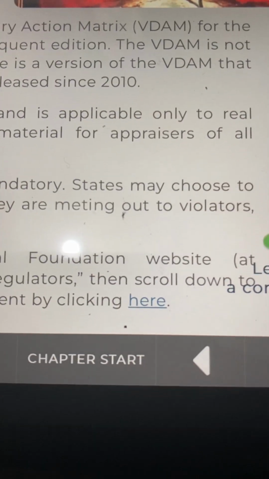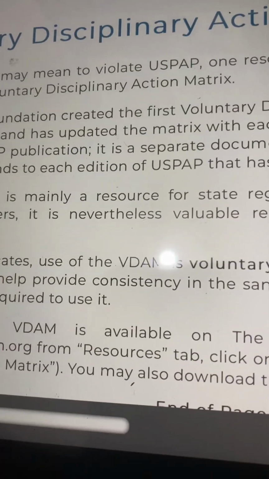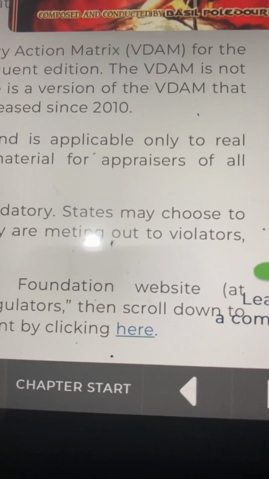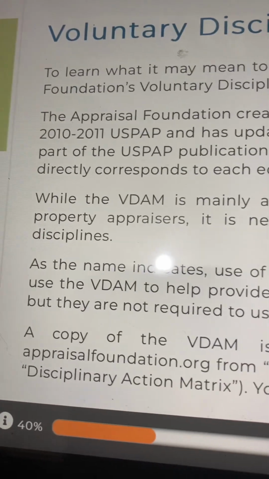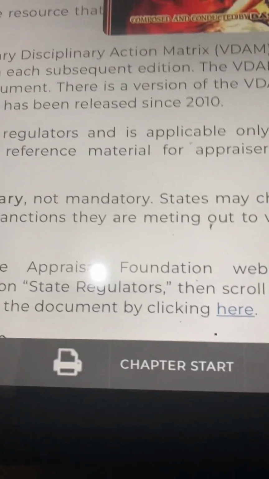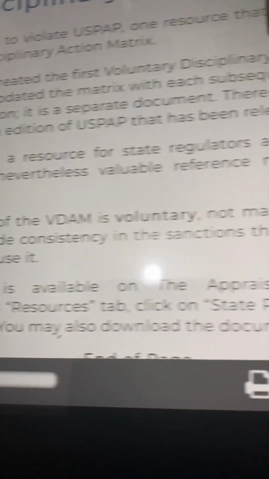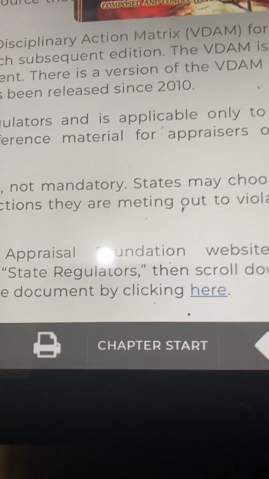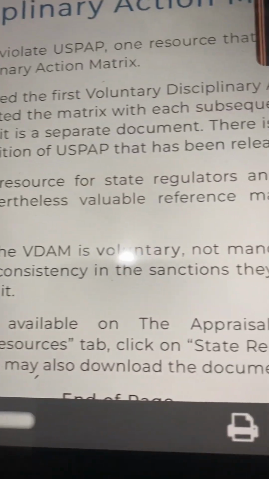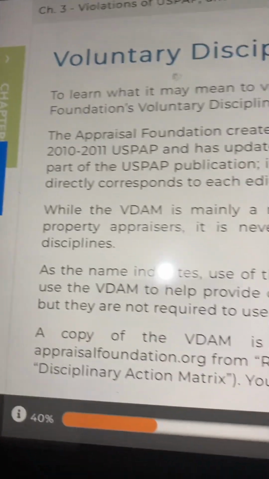The VDAM is not part of the USPAP publication. It is a separate document. There is a version of the VDAM that directly corresponds to each edition of USPAP that has been released since 2010. While the VDAM is mainly a resource for state regulators and is applicable only to real property appraisers, it is nevertheless valuable reference material for appraisers of all disciplines.